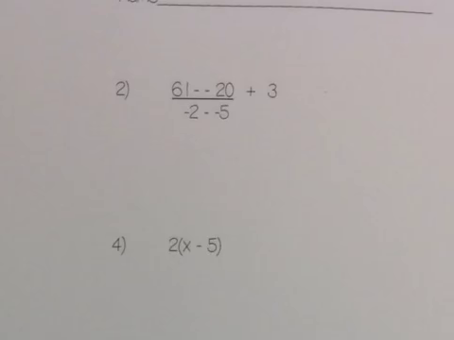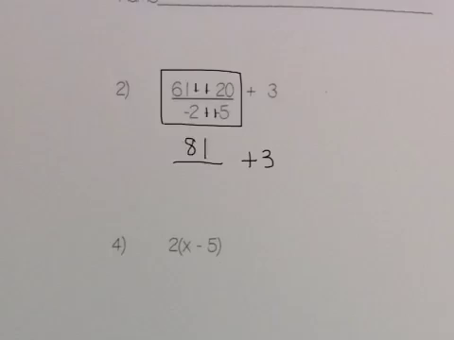Moving over to number 2, we have to remember to keep it, change it, flip it for both the top and the bottom. And a reminder that this is the only part that the fraction pertains to. The plus 3 is at the very end. So we will simplify the top. 61 plus 20 is 81. Simplify the bottom. Negative 2 plus 5 is 3. And then reduce our fraction. 81 divided by 3 is 27. And 27 plus 3 gives us our final answer of 30.